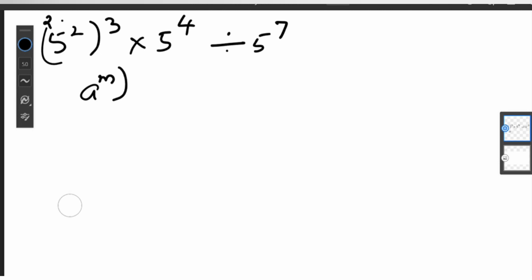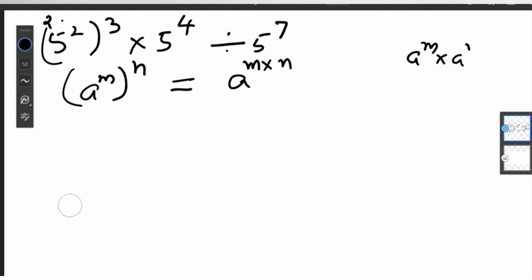As we know, 5 square whole cube, how can we write this? A to the power m whole raised to n is equal to a to the power m multiplied by n. It is not m plus n. We have written a to the power m into a to the power n is equal to a to the power m plus n. But here it is in the bracket, so outside the bracket how will it come? A to the power m multiplied by n.